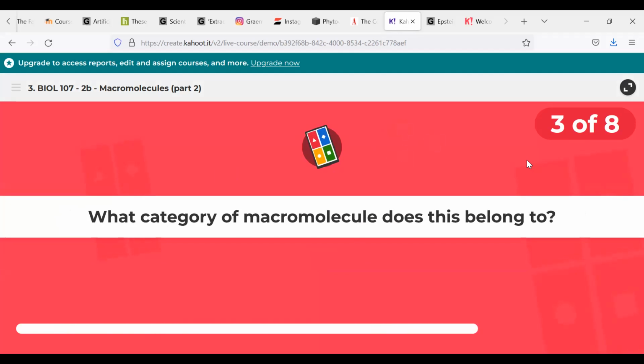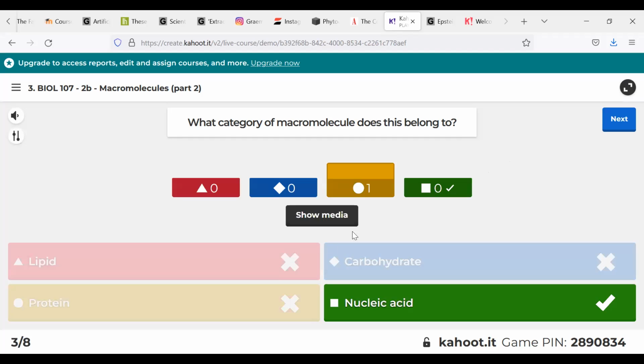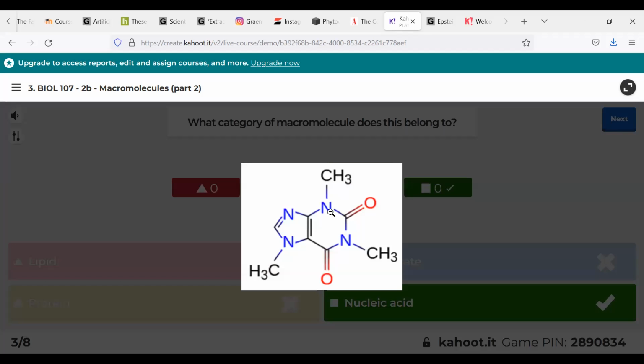What category of macromolecule does this belong to? So this is a nitrogenous base. You can see all those nitrogens here. This is, I think it's an adenine, if I remember correctly.